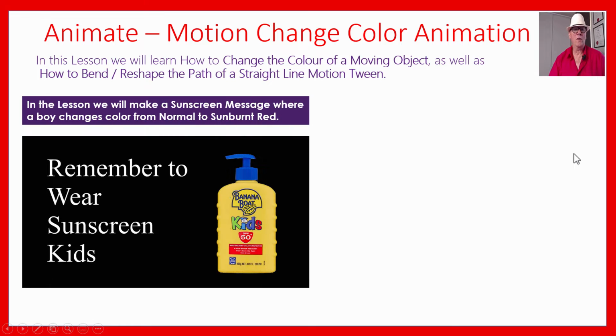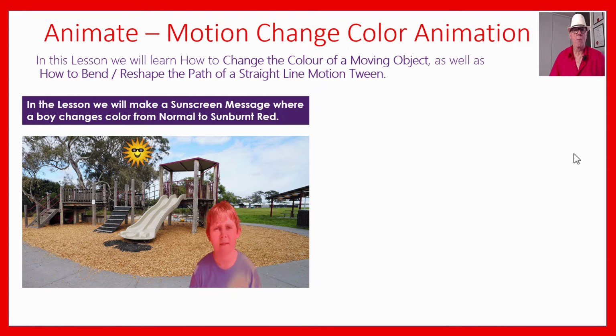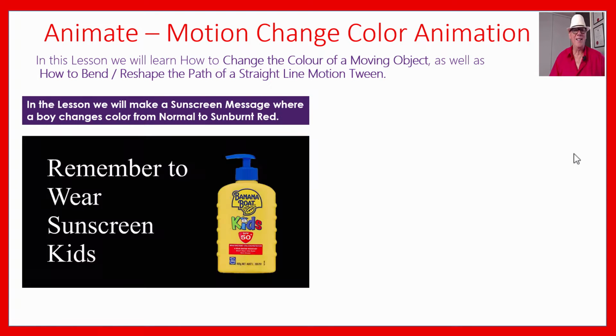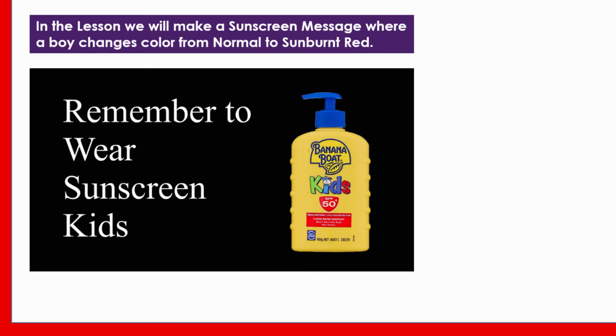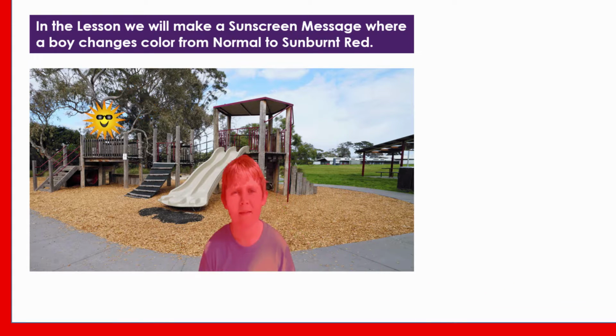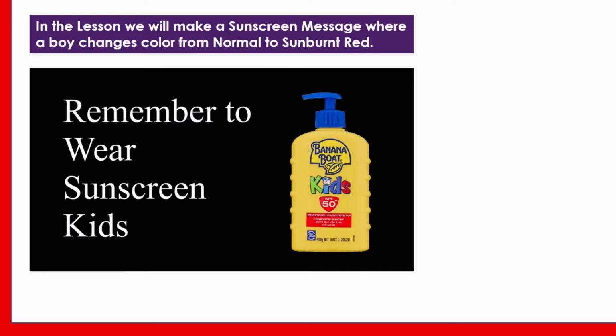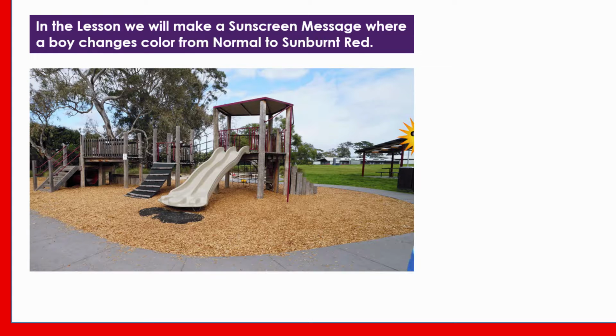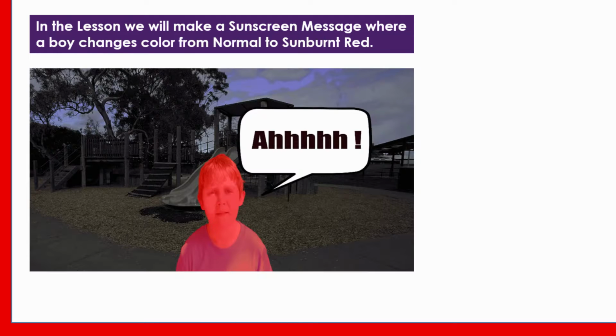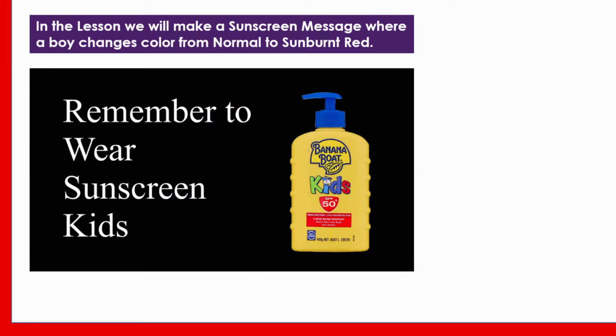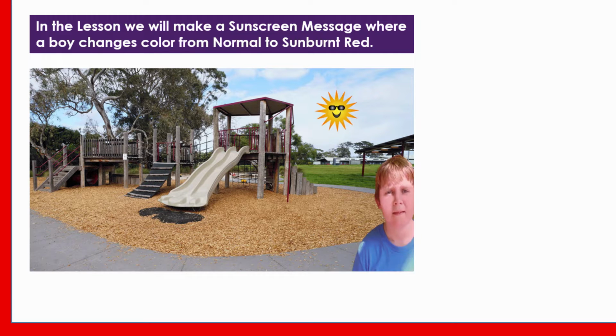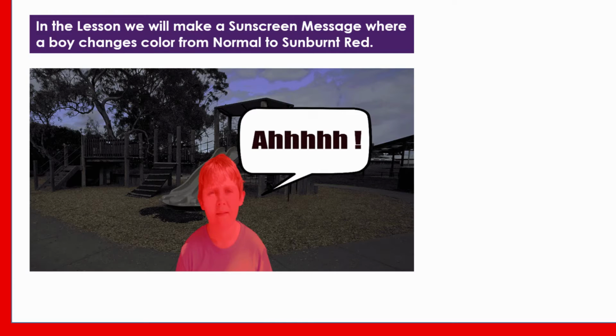And we'll also learn how to bend and reshape the path of a straight line motion tween. So this is the animation we'll be making in the lesson, an important message to kids about sunscreen. So you can see we've got three parts. We've got the motion tween there where the boy gradually turns red. Then we have the sunset scene. Then we have the end message. So it's kind of the standard 1, 2, 3 advertising.